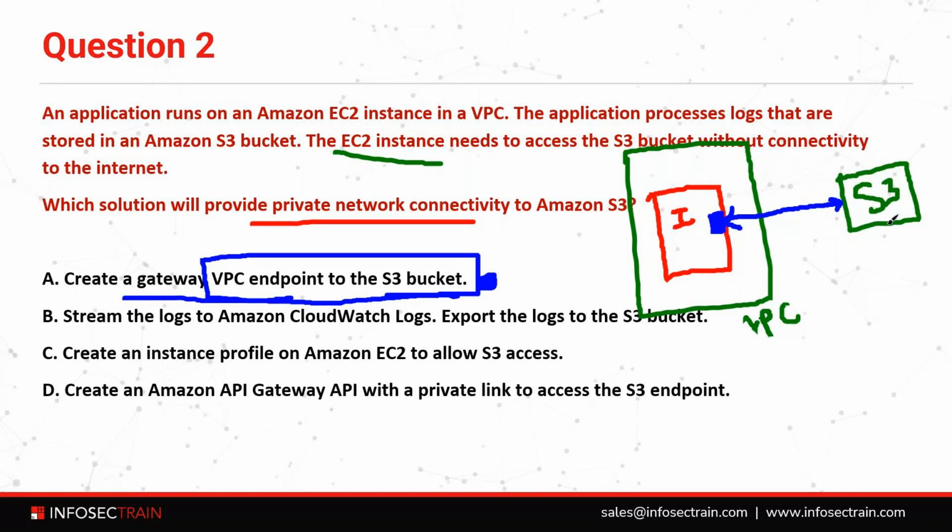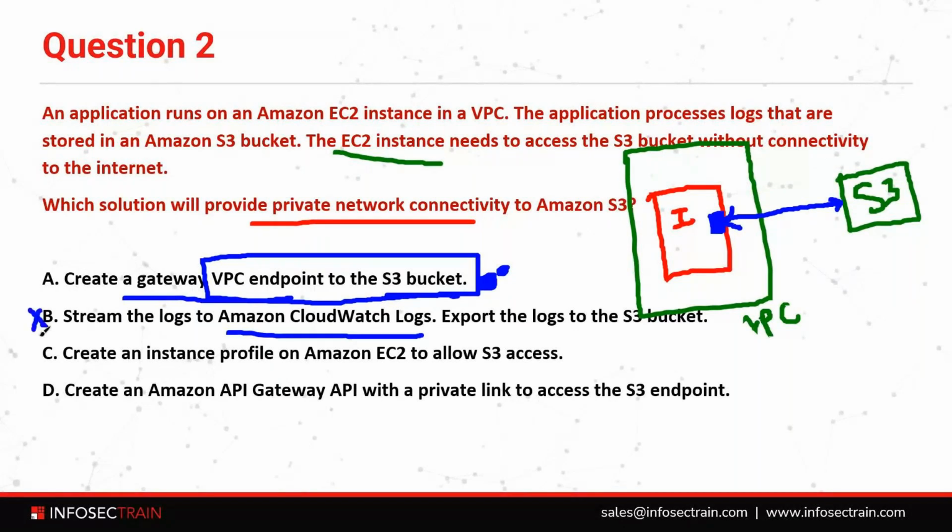Like in this respective case, this could be the respective answer. But as I mentioned to you, don't stick with the one option, just reading it out. Explore the others as well. The other says stream the logs to Amazon CloudWatch logs, export the log to the S3 bucket. It doesn't make any sense at all. CloudWatch is a different service. I only want my respective logs from the server to go to the S3 and vice versa. So this is not the case.